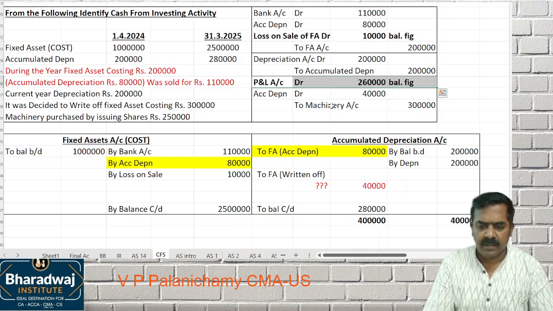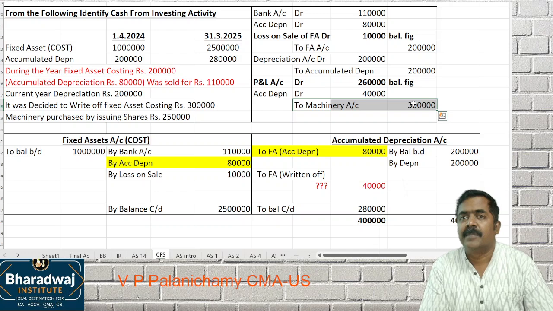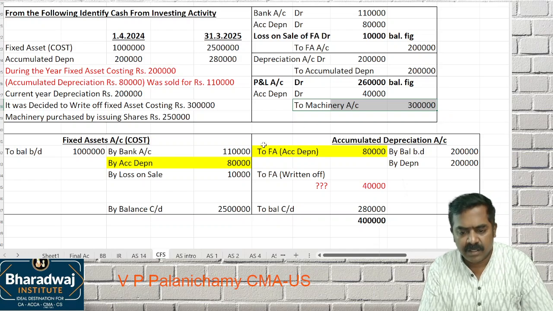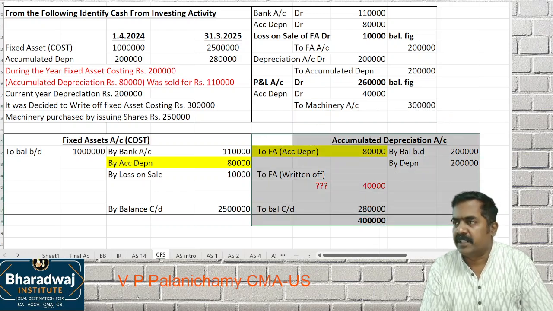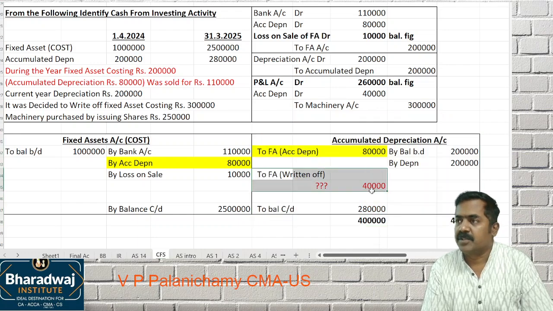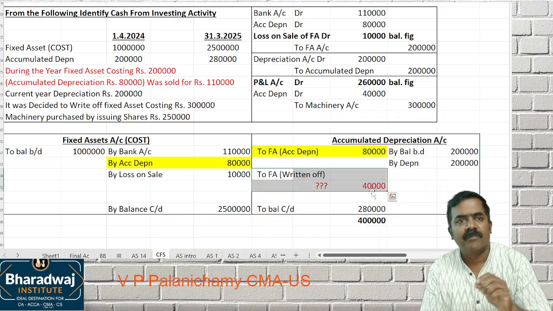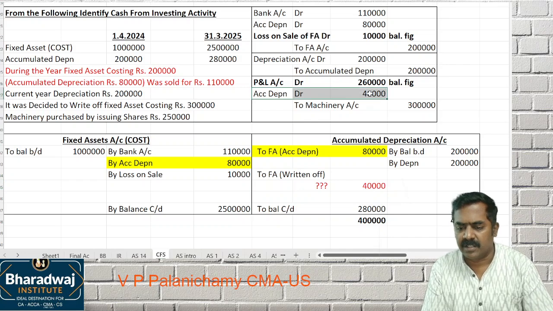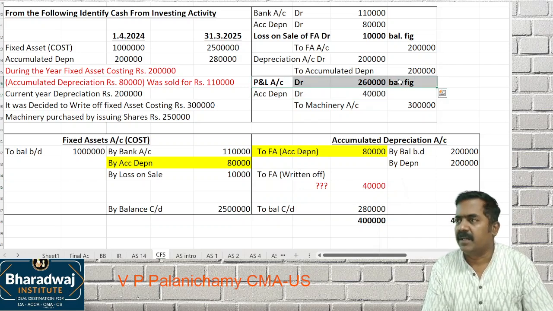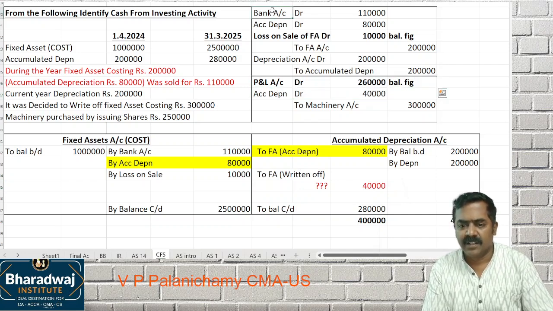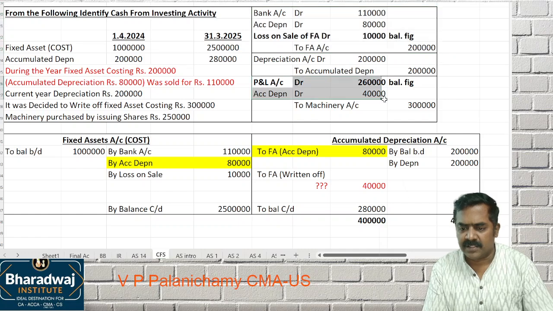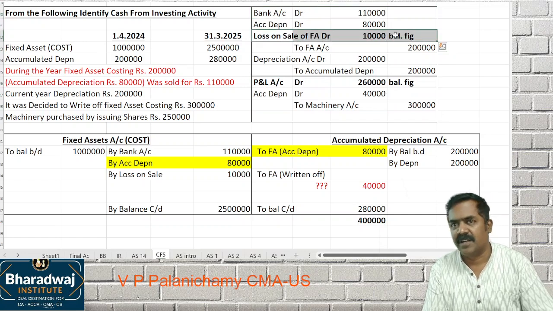I repeat, we want write off of machinery costing how much? 3 lakhs. When we prepare accumulated depreciation, we posted everything. There is a balance of how much? 40,000. This is nothing but depreciation on the machinery written off. So how much we have to charge it in P&L account? 2 lakh 60. Otherwise, what is the difference between first entry and this entry? In the first entry, we get some money. And balancing figure is loss, we charge it in P&L account.